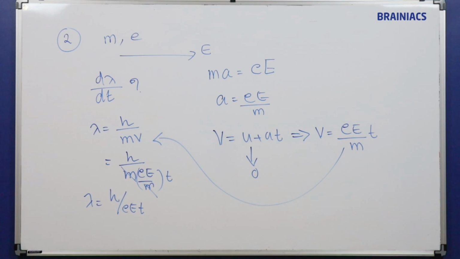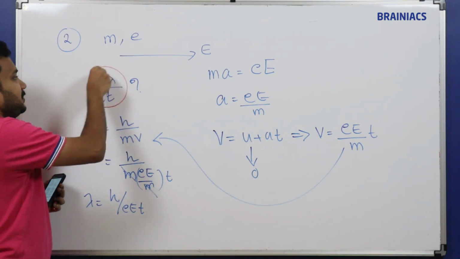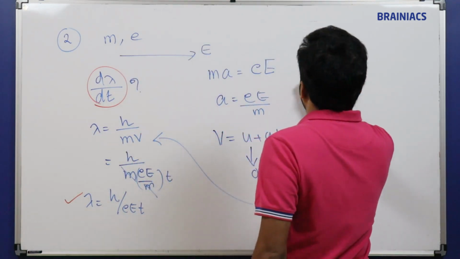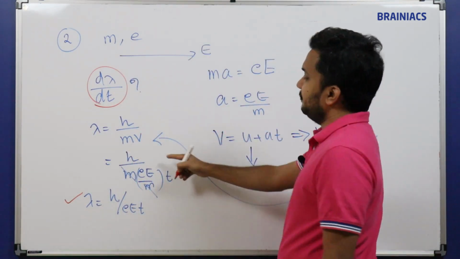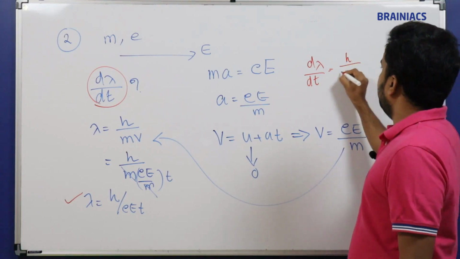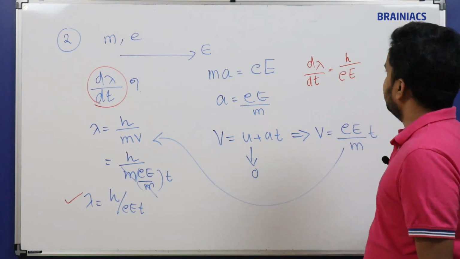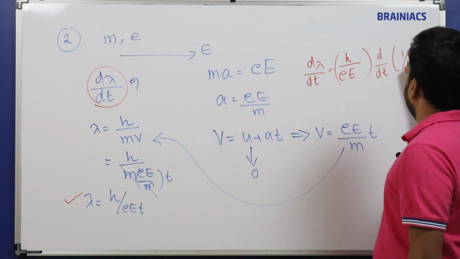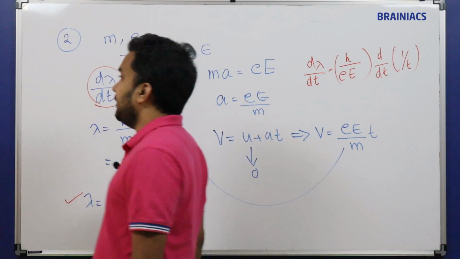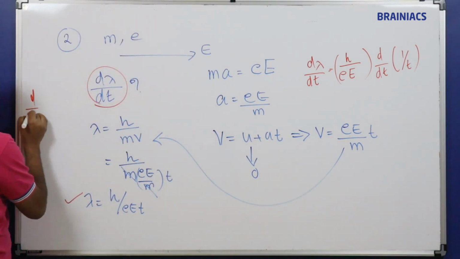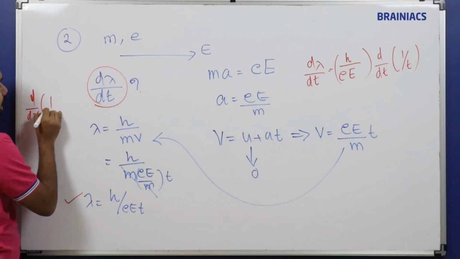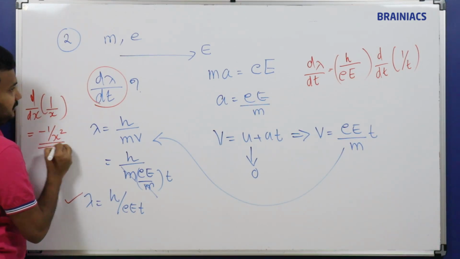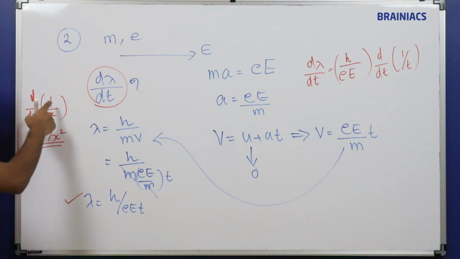Now what I want to do is the differentiation. I got this one, now I am going to do the differentiation. d lambda by dt, I am differentiating with respect to t. h by eE, capital E is constant, and d by dt of 1 by t. What is d by dx of 1 by x? It is minus 1 by x square. This is the differentiation of 1 by x.